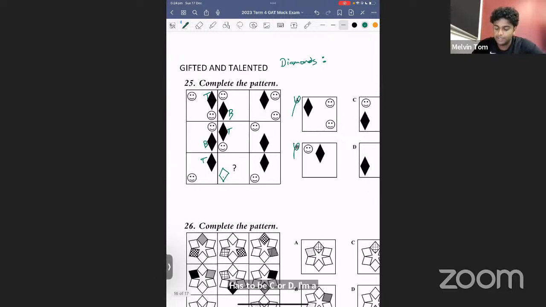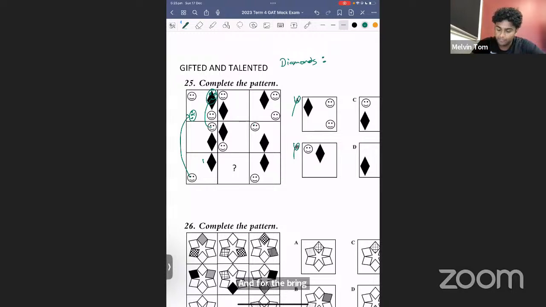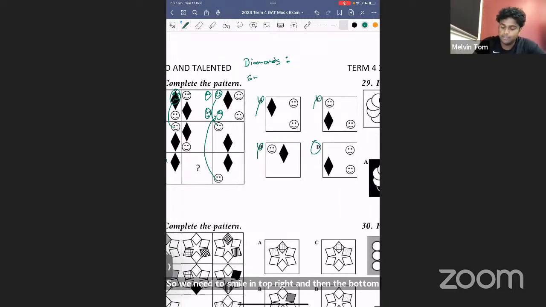And the smiley faces, essentially, there should be one smiley in each corner. So if I were to bring this smiley, it will be at the top here. And if I were to bring this smiley, it'll be here. So one smiley in each corner. This smiley, top left. This smiley, bottom left. So far we have one on the top left, one on the bottom right. So we need a smiley in top right, and then the bottom right. So the answer is D. So for smiley, one in each corner.